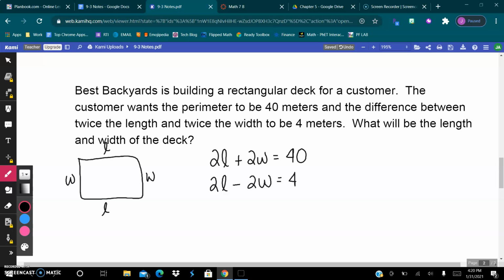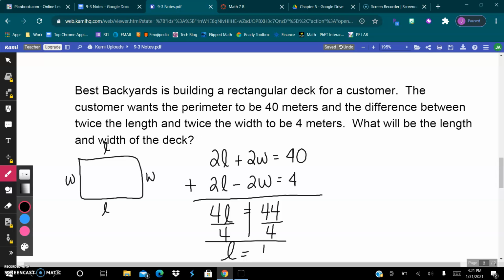So now we have to use this to solve our system. The coefficients for the L's are the exact same, but the coefficients for the W's, one's positive, one's negative, and they're both 2's. So that's good. I don't need to change anything. I can just add. So 2L plus 2L is 4L. The W's are going to cancel out, and 40 plus 4 is 44. And then I have to divide by 4 on both sides. So L equals 11. So the length is 11 meters.